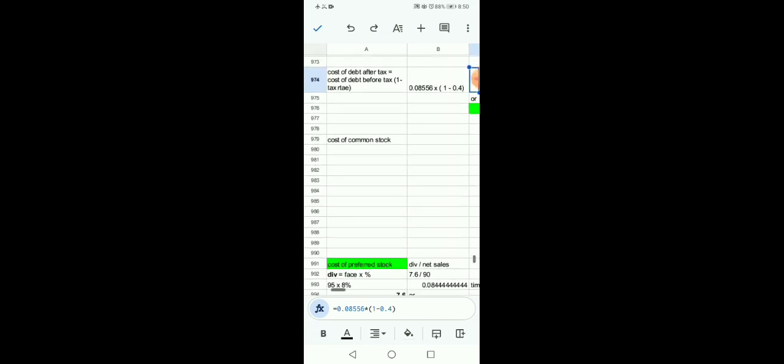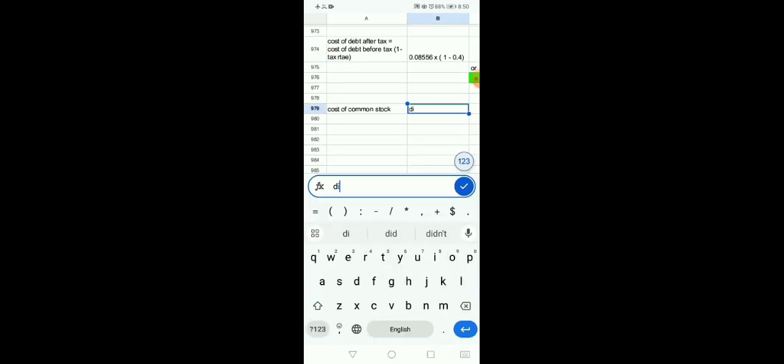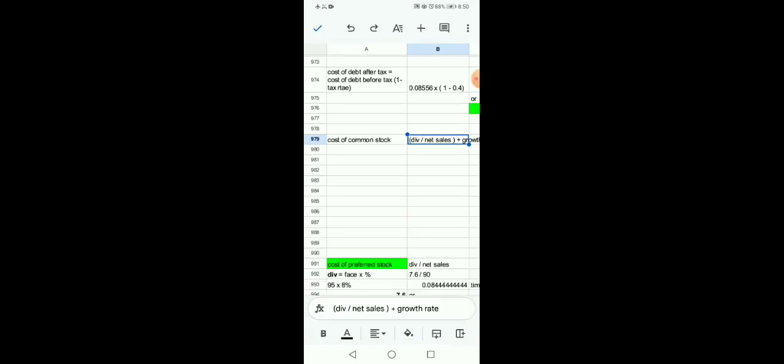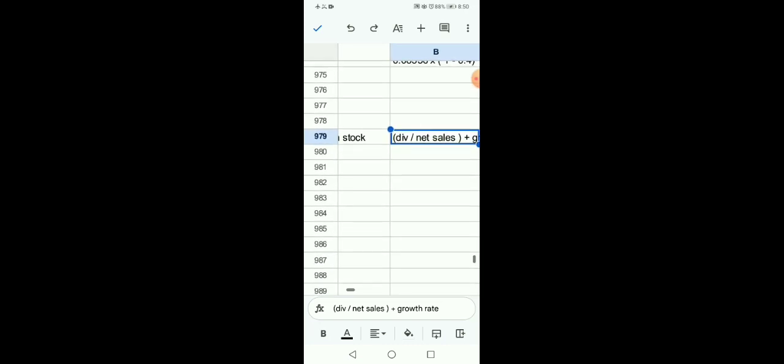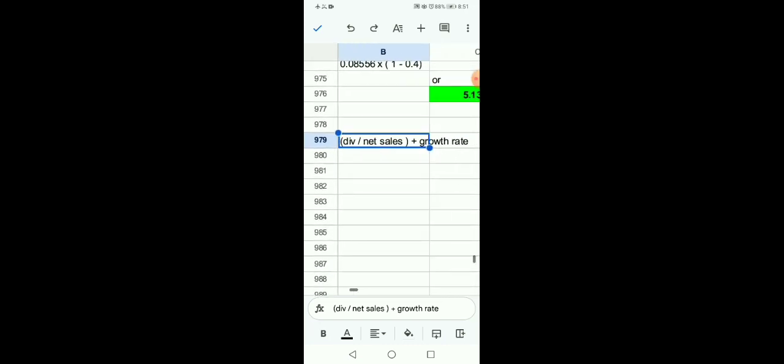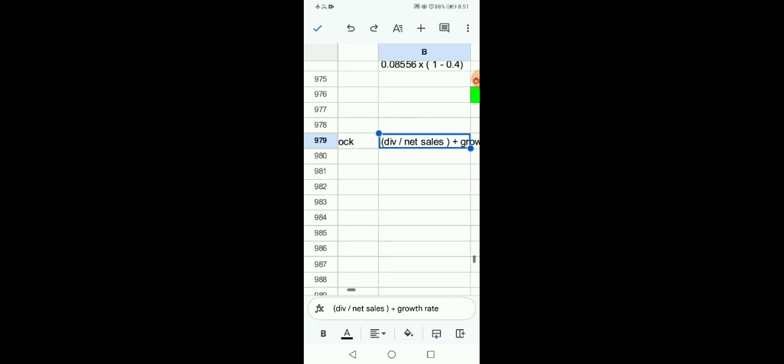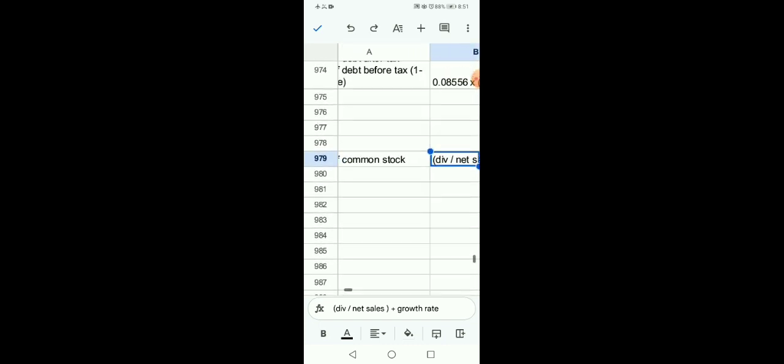Here we have the common stock dividend in terms of dollars, and you will divide it by net sales, and when you get the answer of this division, you will add growth rate, which normally is given in the question. And for 9.16 I think, or 9.17, you have already calculated growth rate as well. So this is your formula: dividend divided by net sales plus growth rate. So you will be looking for three items: dividend, net sales and growth rate for the common stock.